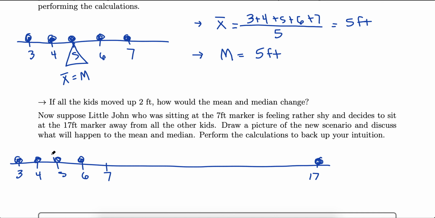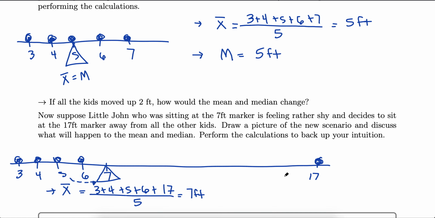And the median should stay exactly the same. I still have 2 data points below 5, 2 data points above 5. So let's write that down. Our mean, add up our data points, 3, 4, 5, 6, instead of 7, he's moved down to 17. Divide that by 5. If you work that out, you get 7 feet. The mean has indeed shifted from 5 feet over to 7 to balance out little John who scooted down.